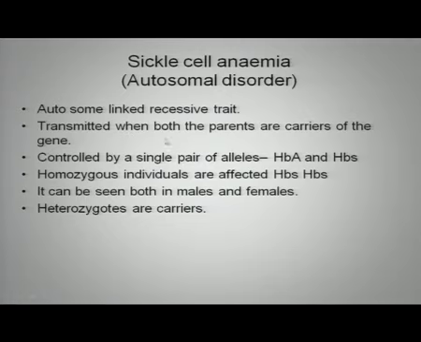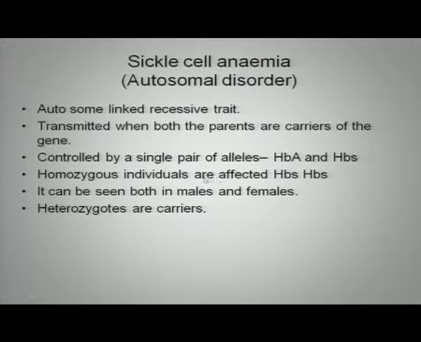It is transmitted when both the parents are carriers of this particular gene. That means when both the parents are heterozygous, it is transferred to the next generation, and progeny will be affected by sickle cell anemia. Controlled by a single pair of alleles, we can represent the normal one as HbA and the mutated form as HbS, the recessive allele for sickle cell anemia.